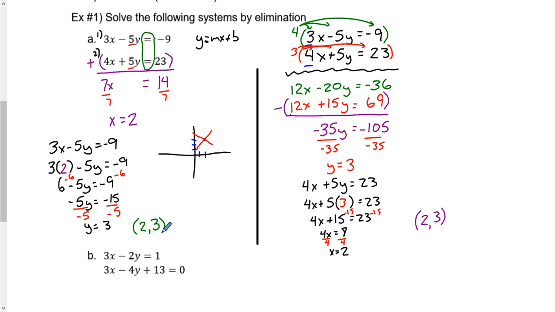The exact same thing as the left-hand method of solving. It doesn't matter which one you do. One person may do it one way, another person's going to do it another way. Well, it's all going to come out to be the exact same.